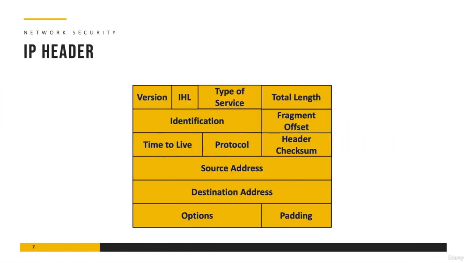Let's have a look at the IP header. Now it has different fields which are used by the IP protocol to assist in routing, error reporting, and so on. So the first is the version. We have 2 versions of IP running currently. We have IP version 4 and IP version 6. So IP version 4 is the original one that we just discussed. IP version 6 is the new one.